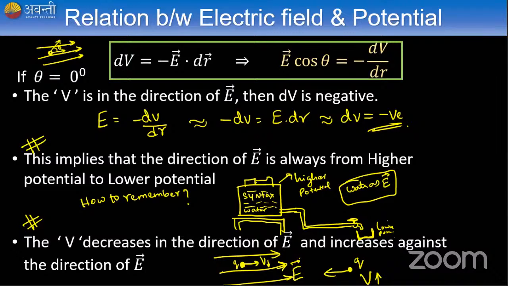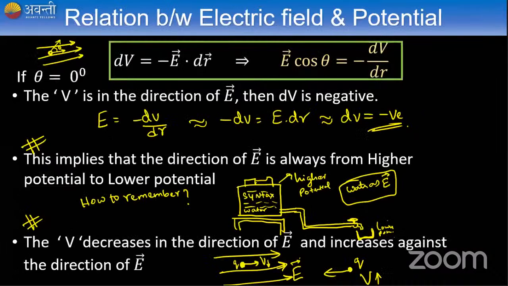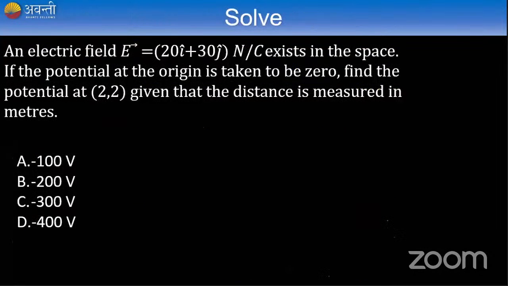And against the direction of electric field, my potential increases. Okay, guys, have you understood this relation? So just simply remember this box. That's more than enough. dV is equal to minus E dot dr, or E is equal to minus dV by dr. Just remember this: E dot dr is equal to minus dV, or dV is equal to minus E dot dr. If you are clear with this, try to apply this formula here, guys.